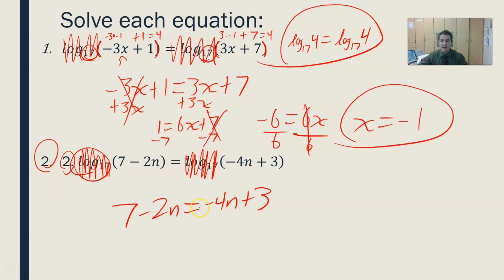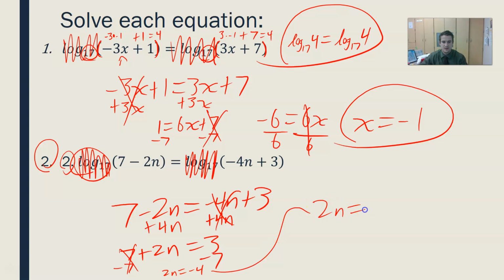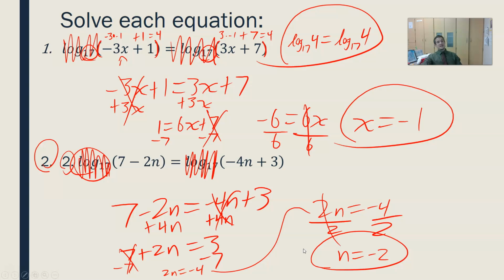Okay, let me go ahead and solve for n. I'm going to go ahead and add 4n on both sides. That will give me 7 plus 2n equals 3. I'll go ahead and subtract 7 on both sides, which gives me 2n equals negative 4. I'll write this up here so you can see it. Then to get n by itself, I'll divide by 2 on both sides. That gives me n equals negative 2. So I get an answer of n equals negative 2.